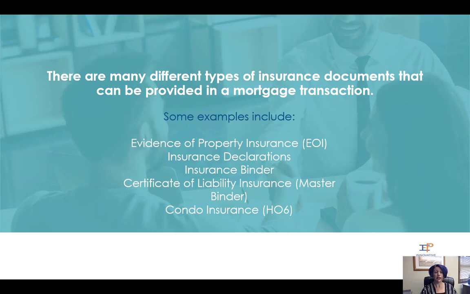There are many different types of insurance documentation that can be provided to a mortgage processor throughout the financing process. Some examples are insurance binders, insurance declaration pages, evidence of property insurance, also known as an EOI, and master certificates. These are just some of what you'll need to know how to review.